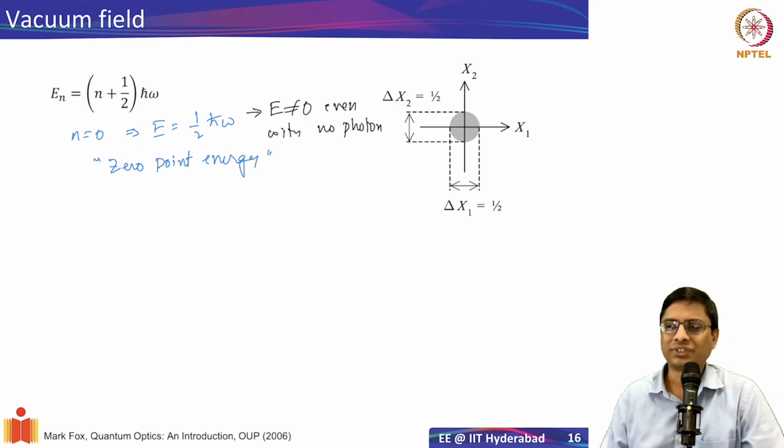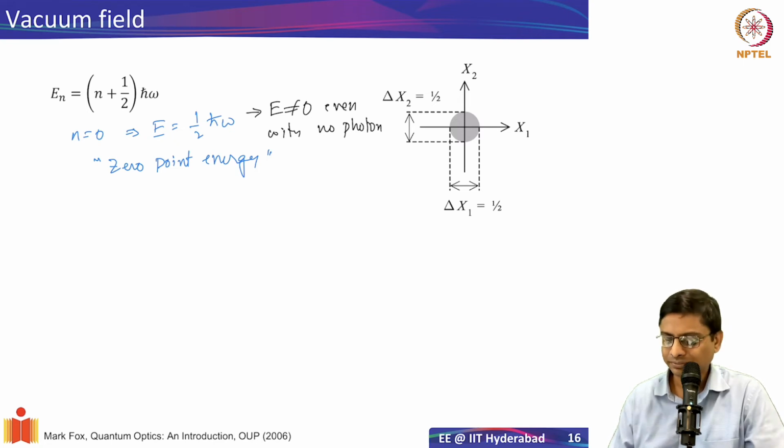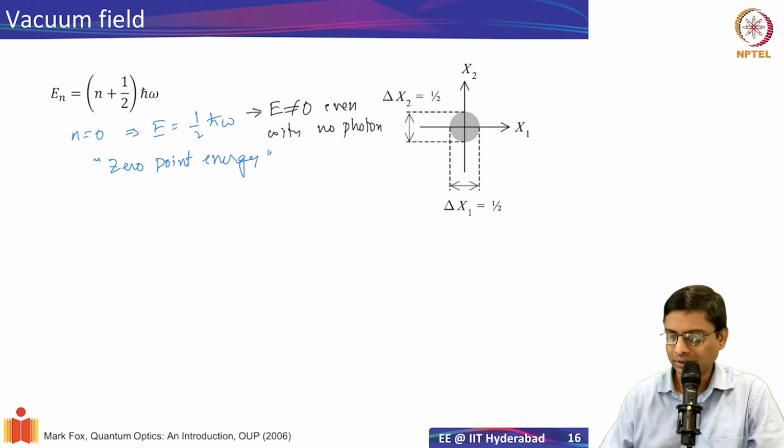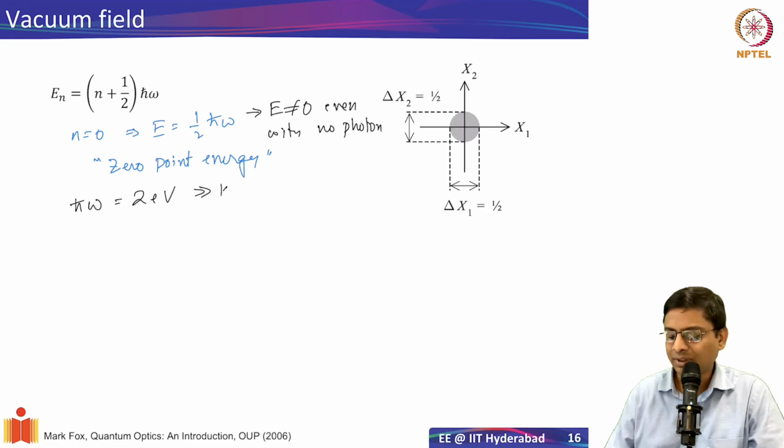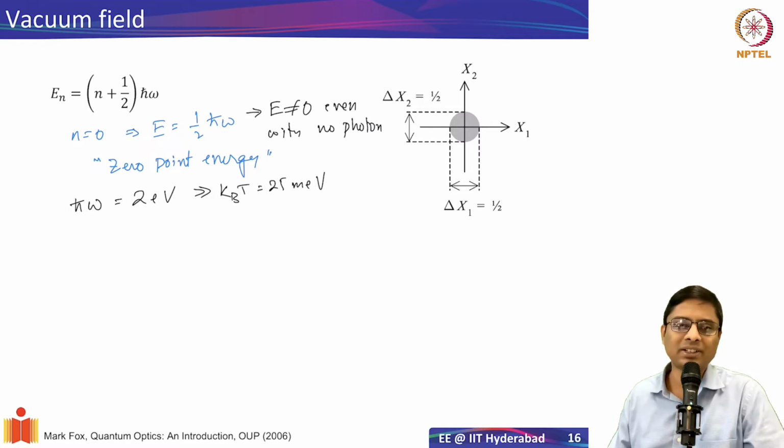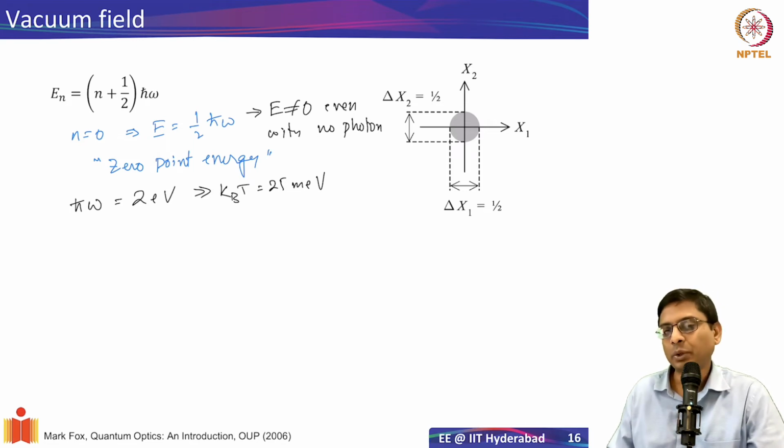What is this 0 point energy? How much is it? For example, let's take a photon with h cross omega equal to 2 eV. Let's assume that. You see that the energy of this photon is much larger than the thermal energy, right? This is kBT equal to 25 meV, let's say. This is the thermal energy, but the energy of the photon is much larger. So when you have such a scenario at that particular wavelength, what will be my 0 point energy?